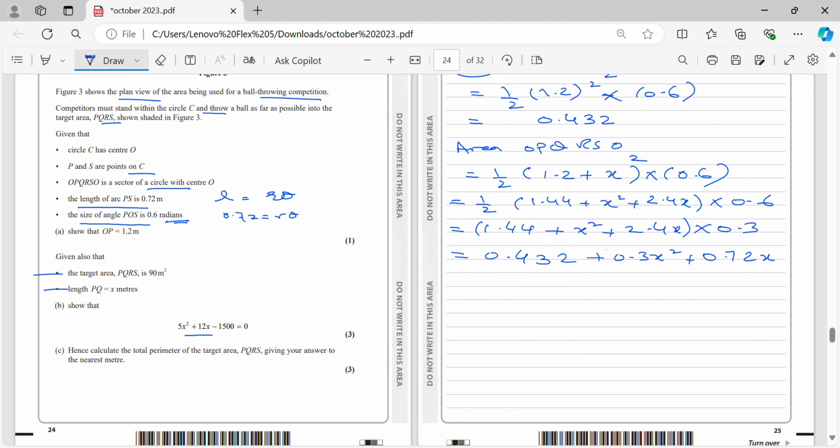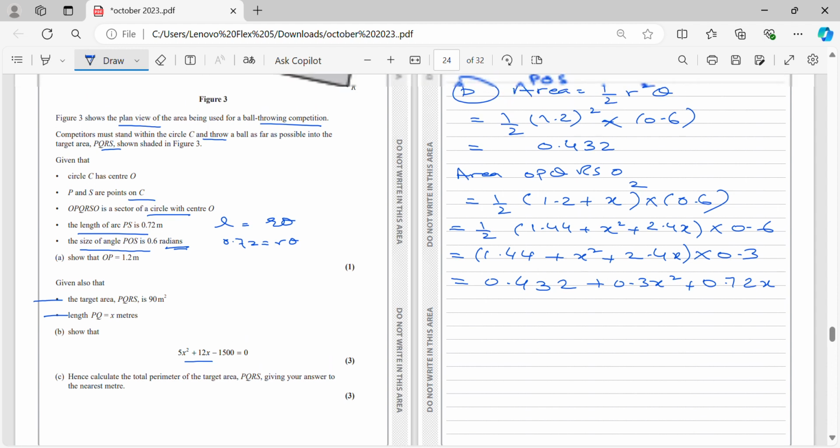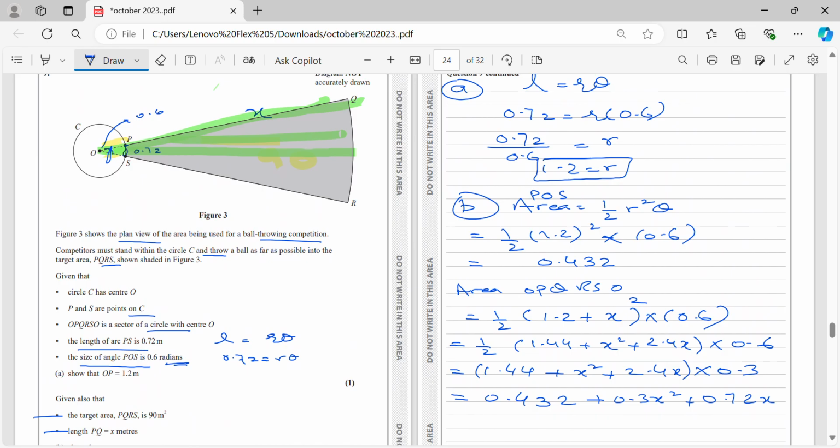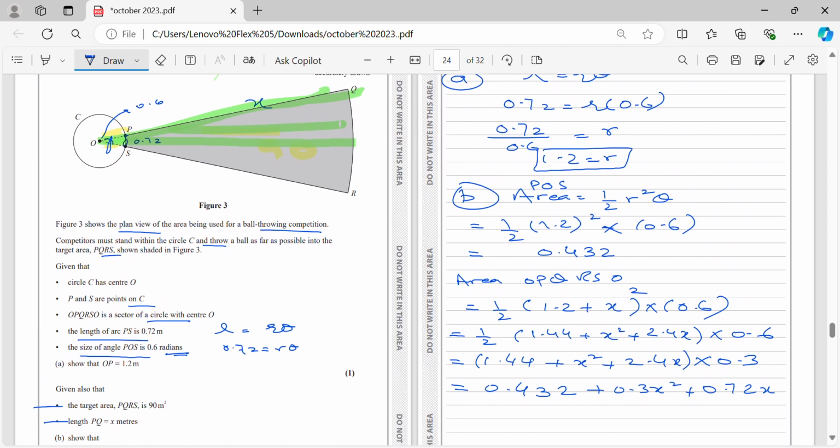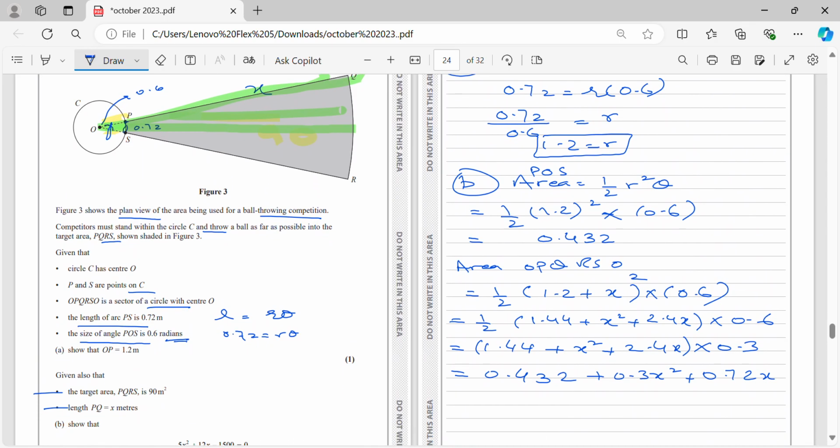2.4 times 0.3 is 0.72. Yes. Okay, this is the area for OPQRSO. To get the shaded area, I will subtract the small sector from the big sector.